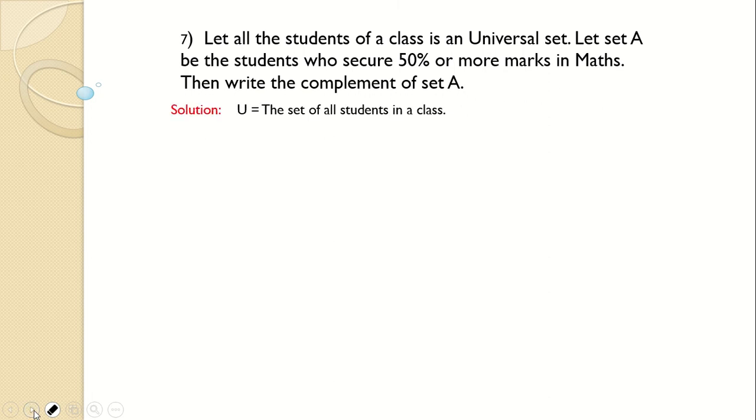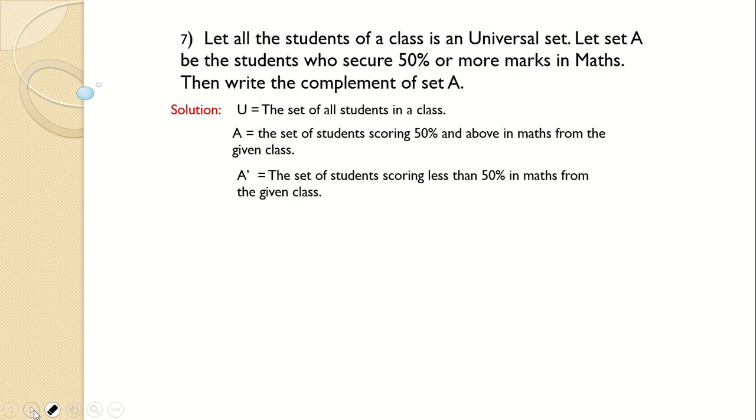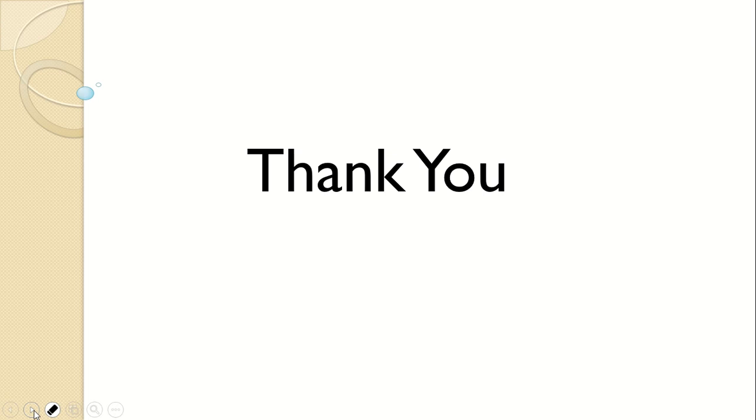U is the set of all students in a class. A is the set of students scoring 50% and above in maths from the given class. So A complement will be the set of students scoring less than 50% in maths from that given class. So thank you students. I think you have understood the three concepts of subset, universal set and complement of a set.